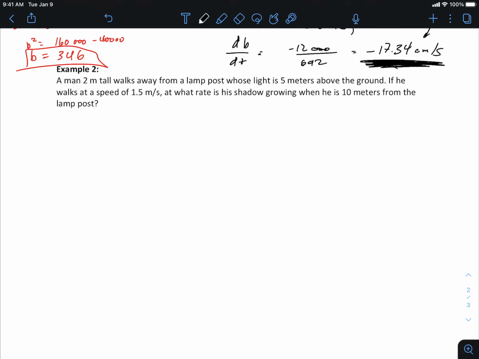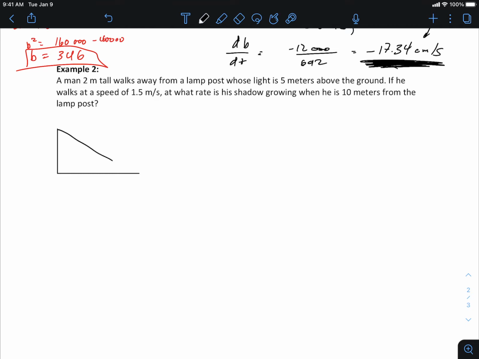So, a man 2 meters tall walks away from a lamppost whose light is 5 meters above the ground. If he walks at a speed of 1.5 meters per second, at what rate is his shadow growing when he is 10 meters from the lamppost? Just like in grade 10 when we saw these questions for the very first time, let's draw a little diagram here, a triangle.